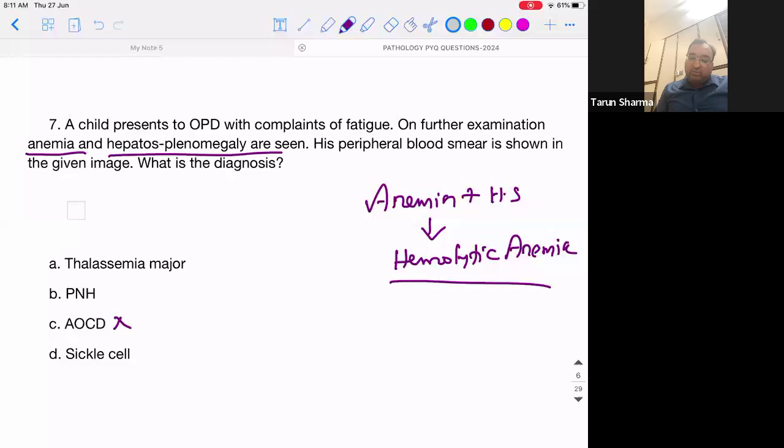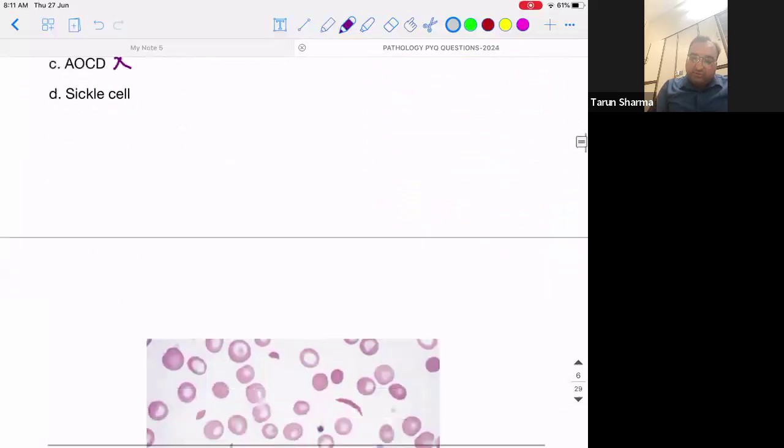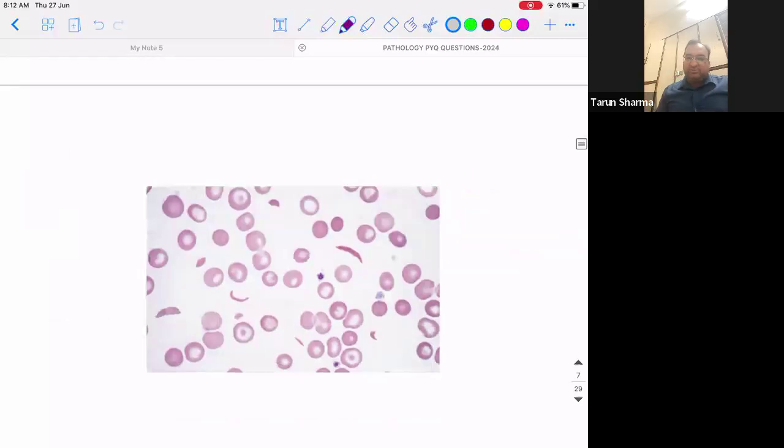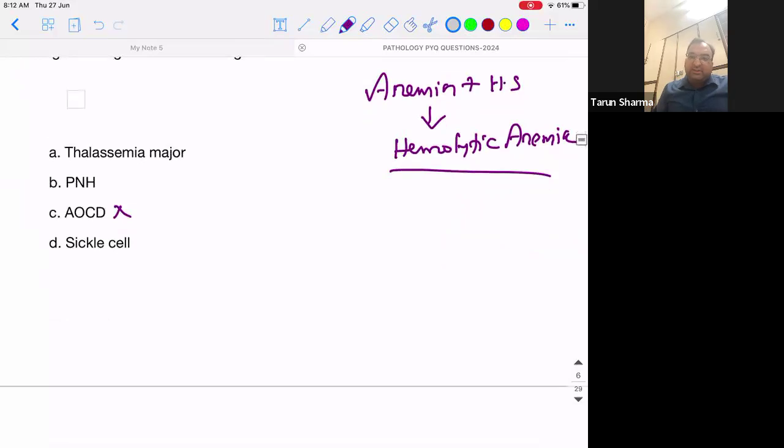And then how to solve? Let's see the peripheral blood smear of the question. This is the peripheral blood smear given to you, and you have to now see, is there any specific cell that belongs to these hemolytic anemias which are given in your options? Like thalassemia major is hemolytic anemia, PNH is hemolytic anemia, and sickle cell is a hemolytic anemia.